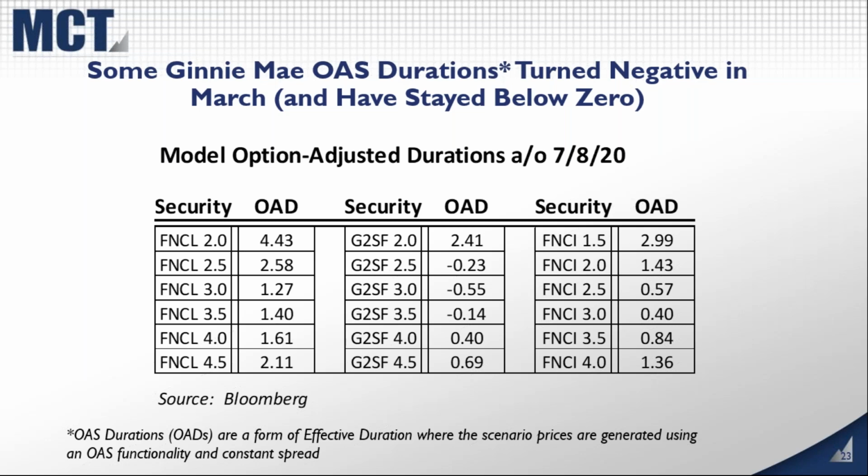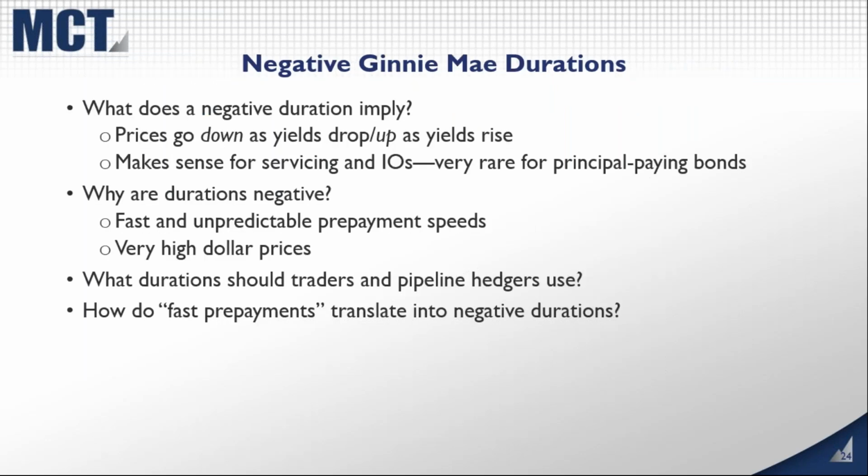But this kind of created a conundrum. What are you supposed to use to hedge? Are you supposed to hedge to a negative duration? Not so sure. Most assuredly not, I would argue. But first of all, what does a negative duration imply? It implies that prices go down as yields drop and prices go up as yields rise, exactly the opposite of what you would expect to see with a bond. And as I mentioned, it makes sense for IOs and servicing, but it's very rare for principal paying bonds.